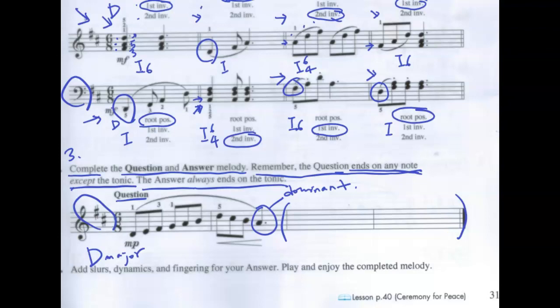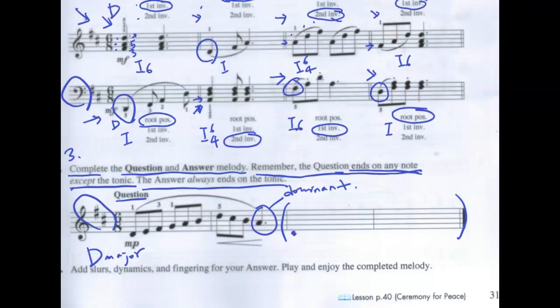Let me play the first two measures first. Take a listen. Okay, sounds like this. Okay, and then how are you going to make the answer phrase? You can do it by yourself. I'll just do it my way. I'll just show you one example to compose.